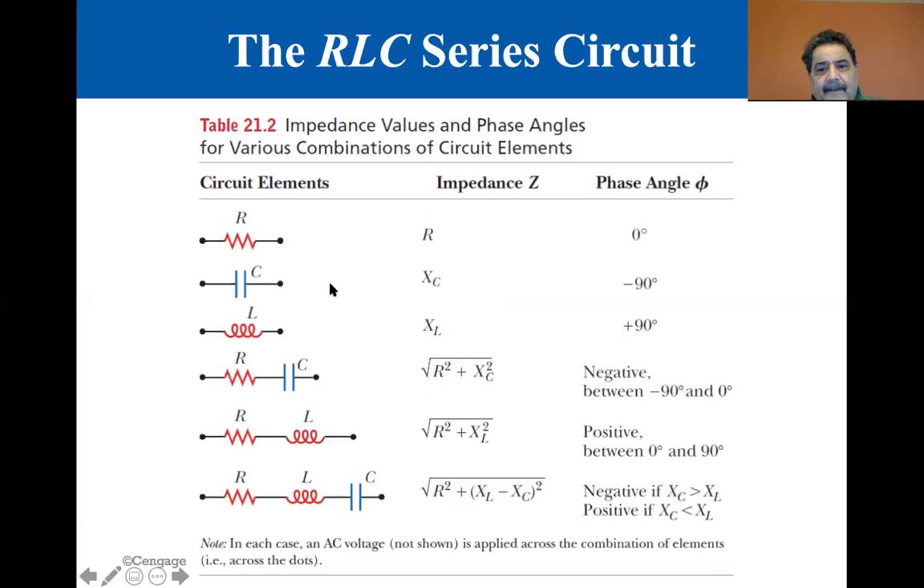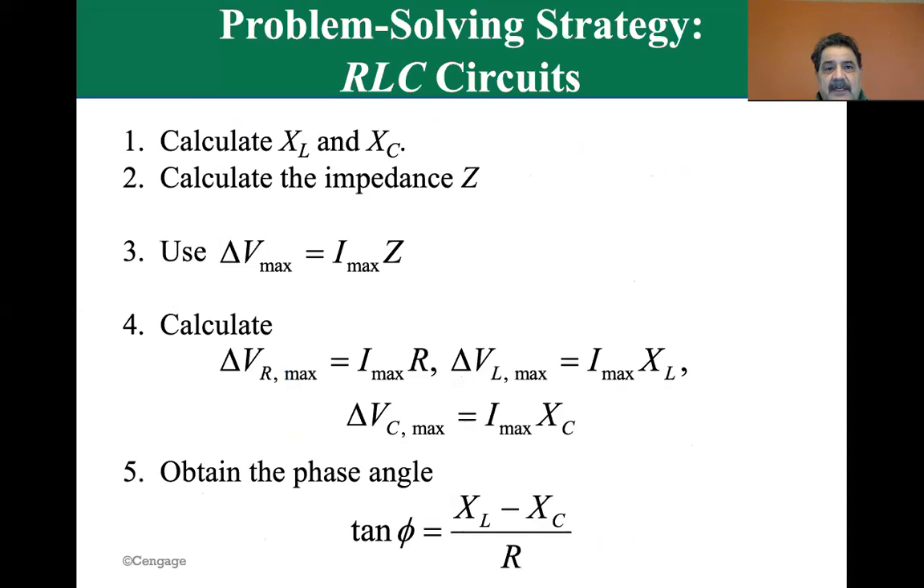So let's go back to the PowerPoint. Okay, so these are the components, and those are the conditions. If it's purely capacitive, the phase angle is negative. If it's purely inductive, the phase angle is positive. And if it's both, you have to calculate X sub L minus X sub C to see if it's positive or negative. If X sub C is greater than X sub L, then it's negative. If X sub C is less than X sub L, then it's positive. Okay, let's go to the next one.